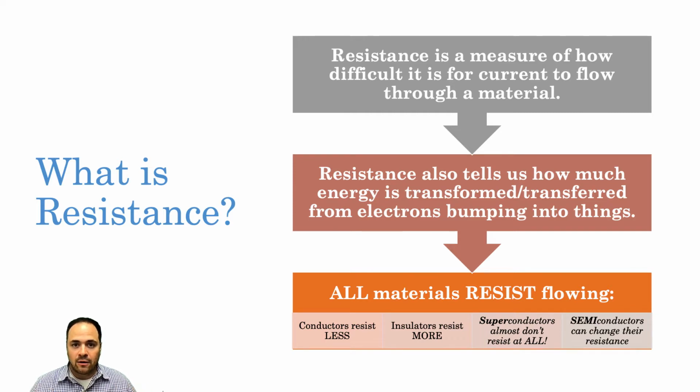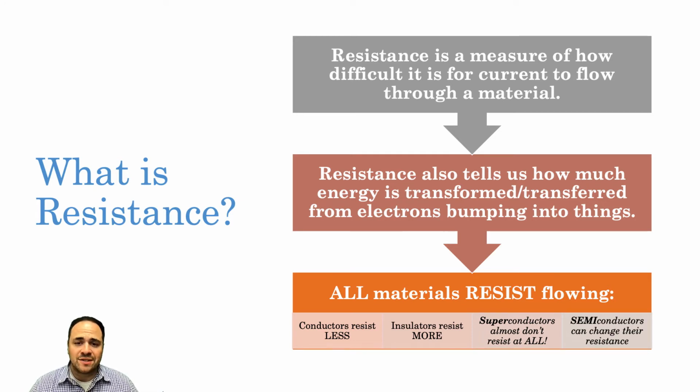We know that the purpose of electricity is to transfer energy. And so as the electrons are moving, they're running into things, and we know that collisions transfer energy, and that's what's happening when electrons run into things.